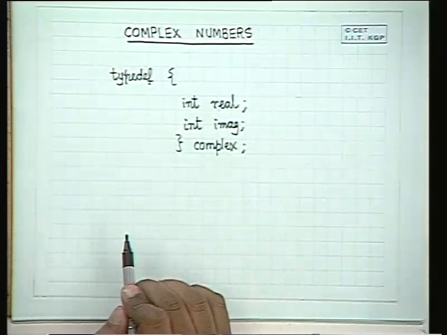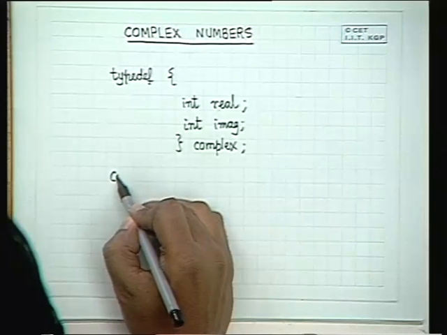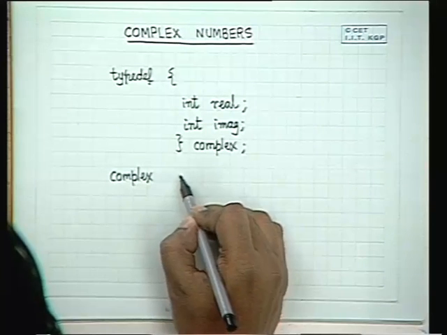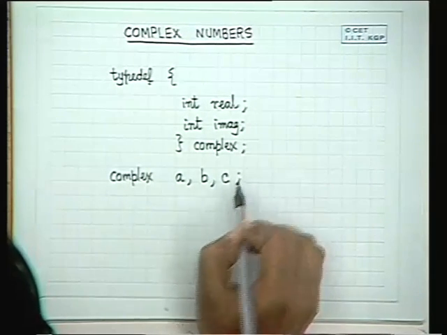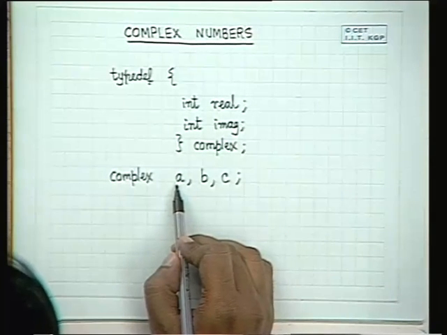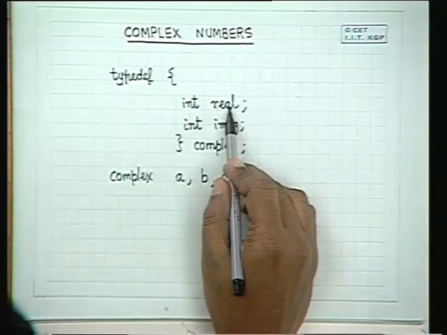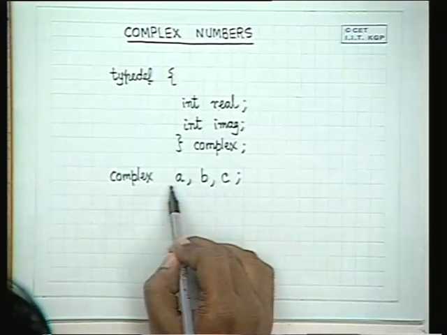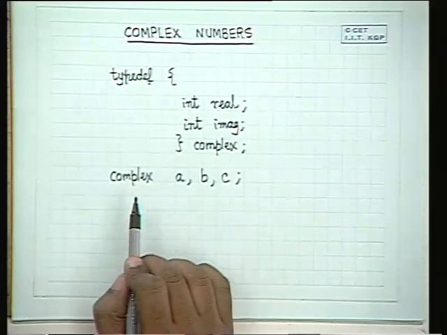In order to declare some variables of type complex, all that we have to do is write complex A, B, C. Now each of them will be a variable whose allocation will be one real, one integer, that is, two integers will be allocated to each of them. So now we have been able to define a new type called complex.